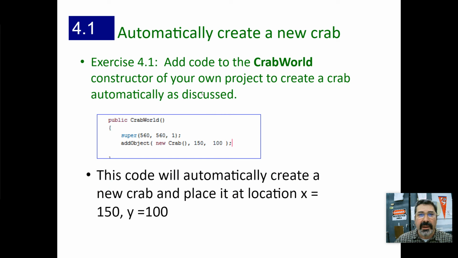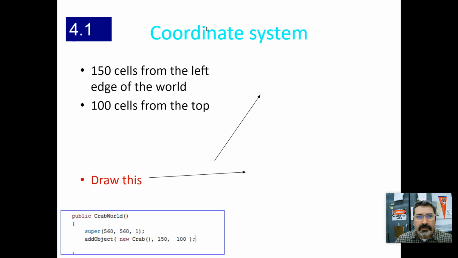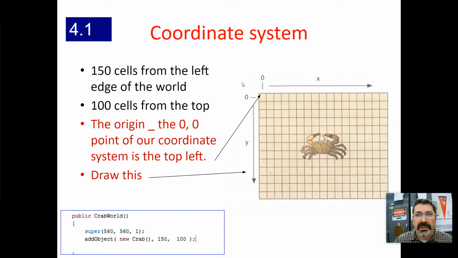All right, so add this code. We added that code. This code will automatically create a new crab and place it at location X 150, Y 100. Okay, now we have our sissy blue here. That means we are going to take the next note on our handouts. Okay, you're going to write this on your handouts.